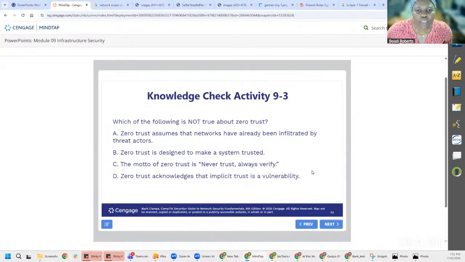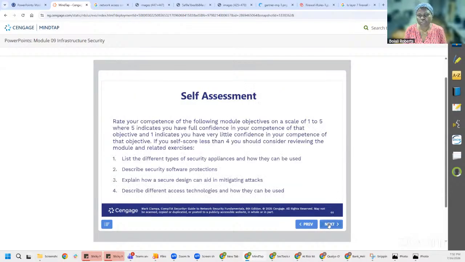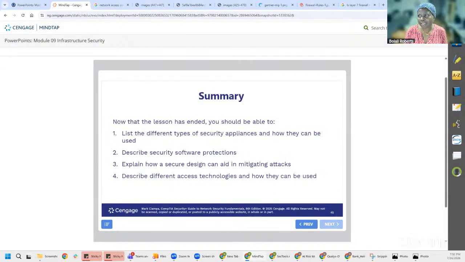Which of the following is not true about zero trust? Is it that zero trust assumes that the network has already been infiltrated? Is it that zero trust is designed to make systems trusted? The motto of zero trust is never trust, always verify. Very good. So this brings us to the end of today's class.